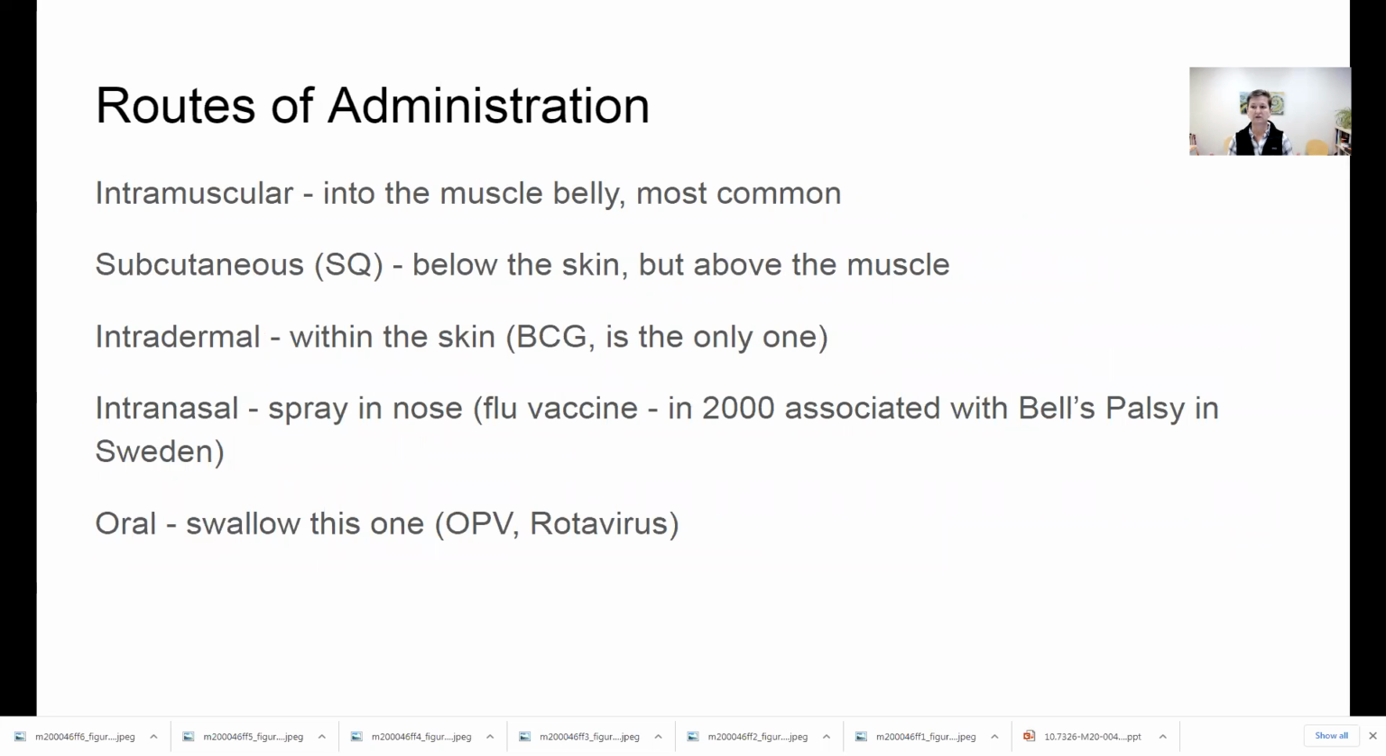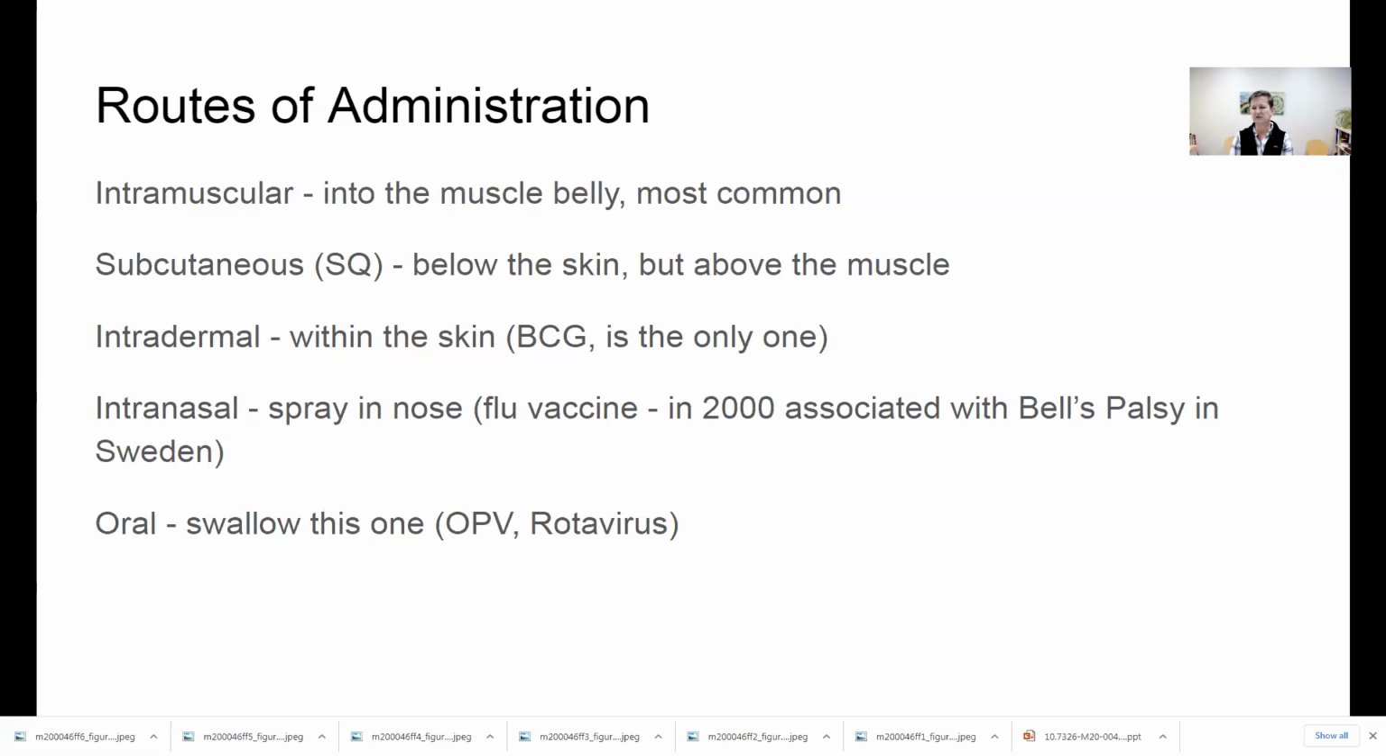So moving on to routes of administration, figured we might as well review this. Most of us as adults, if we get a vaccine, it's an intramuscular vaccine. We end up getting it up into our deltoid. We can get subcutaneous vaccines. That goes beneath the skin, but above the muscle. Intradermal is within the skin.